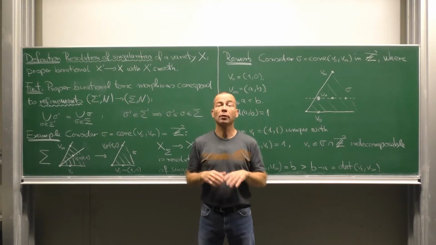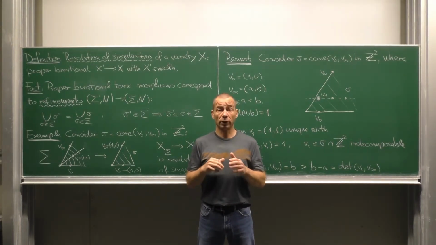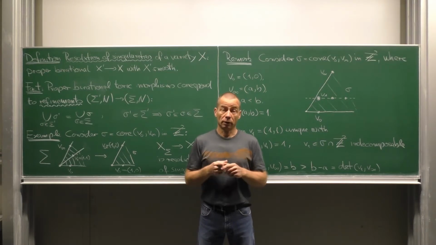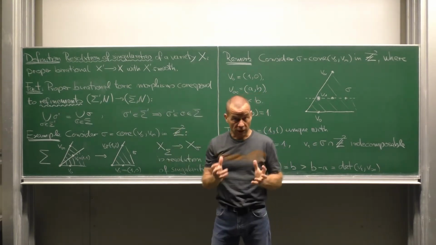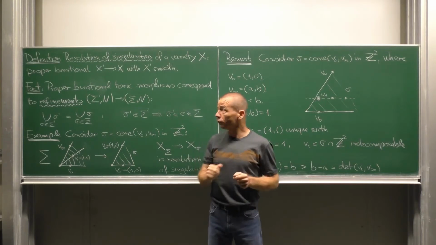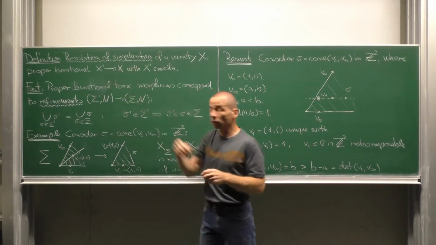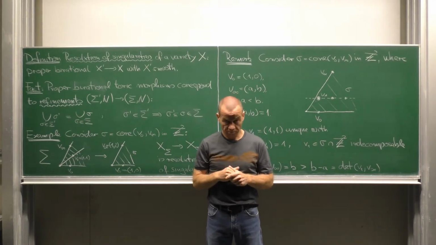Hello everybody! In this clip we discuss resolutions of singularities and mainly deal with the surface case. First, a resolution of singularities of a variety X is a proper birational morphism from a variety X' onto X such that X' is smooth.